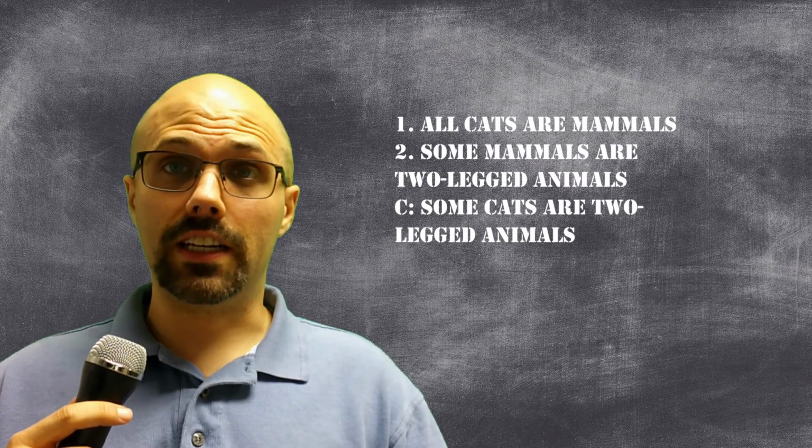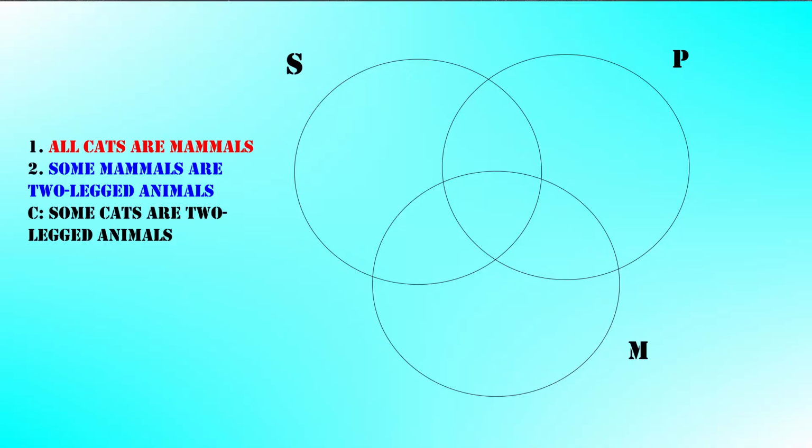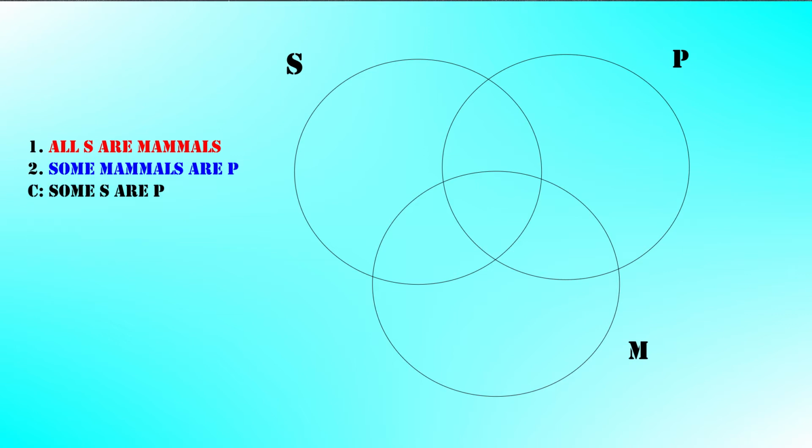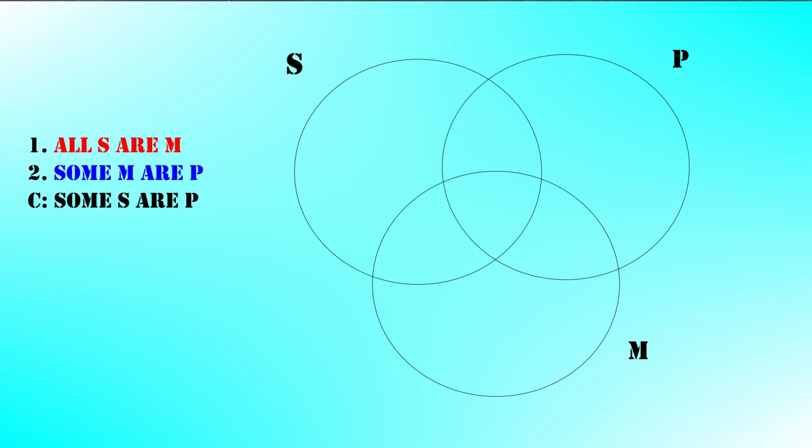Let's now check validity. We begin by formalizing the argument. Again, we replace the subject term in the conclusion, cats, with S. Replace the predicate term of the conclusion, two-legged animals, with P. And then finally, we'll replace the middle term, the term that's not in the conclusion at all, mammals, with an M. And we've got our standardization. So now let's do the Venn diagram part.